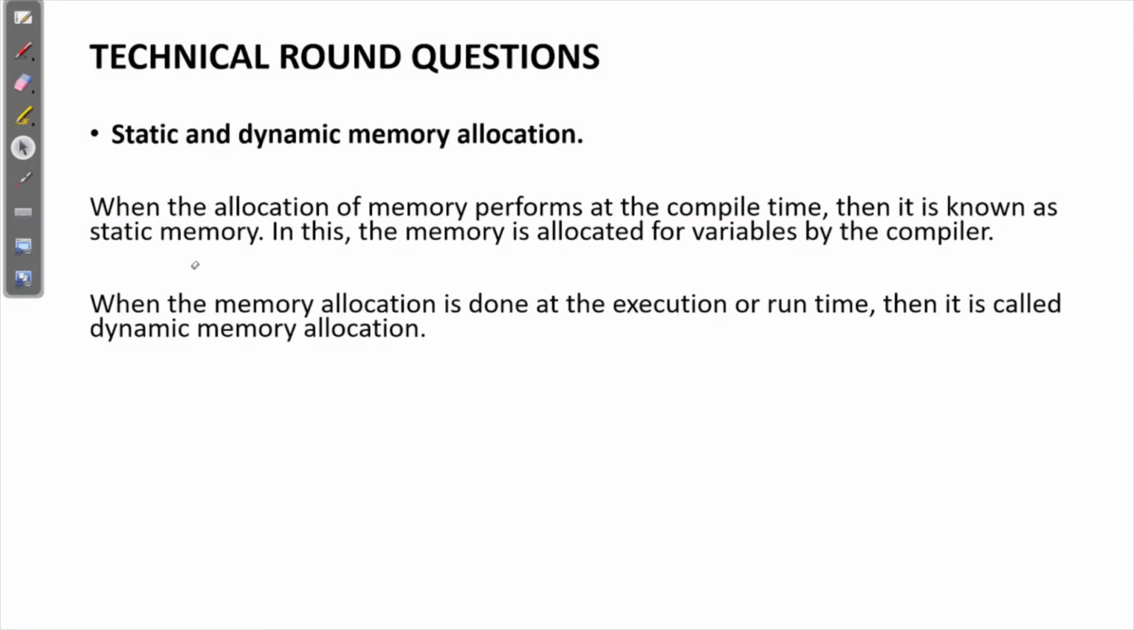So the next question is static and dynamic memory allocation. When the allocation of memory is performed at compile time, then it is known as static memory. In this, memory is allocated for variables by the compiler. When the memory allocation is done at execution or runtime, then it is called dynamic memory allocation. Now let's move on to the next question.